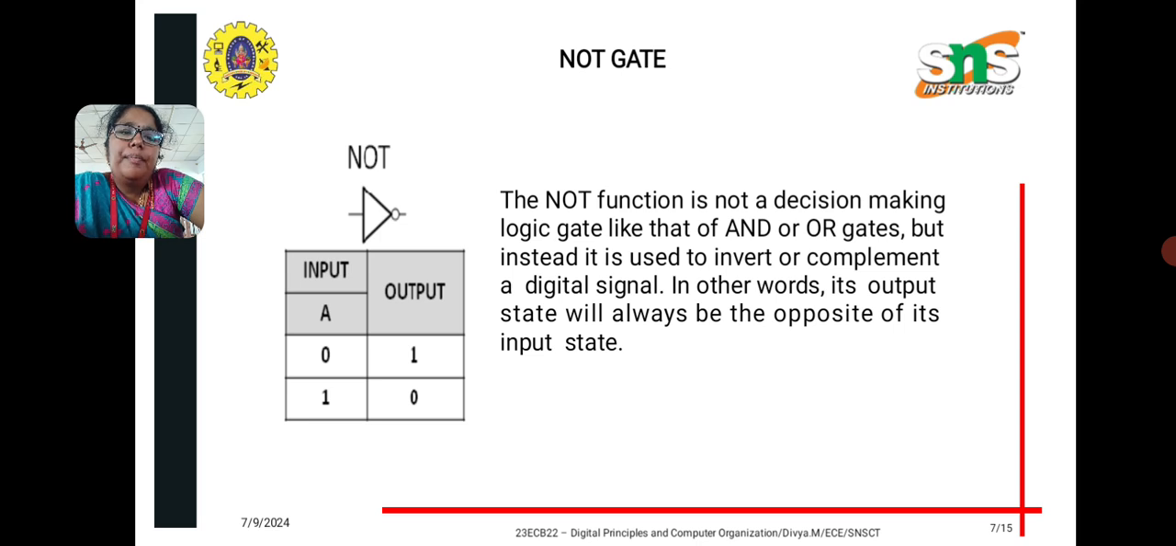In the NOT gate, the NOT function is not a decision-making logic gate like AND or OR gates, but instead it is used to invert or complement a digital signal. In other words, its output state will always be the opposite of the input state. If A is 0, then the output will be 1. If A is 1, the output will be 0.